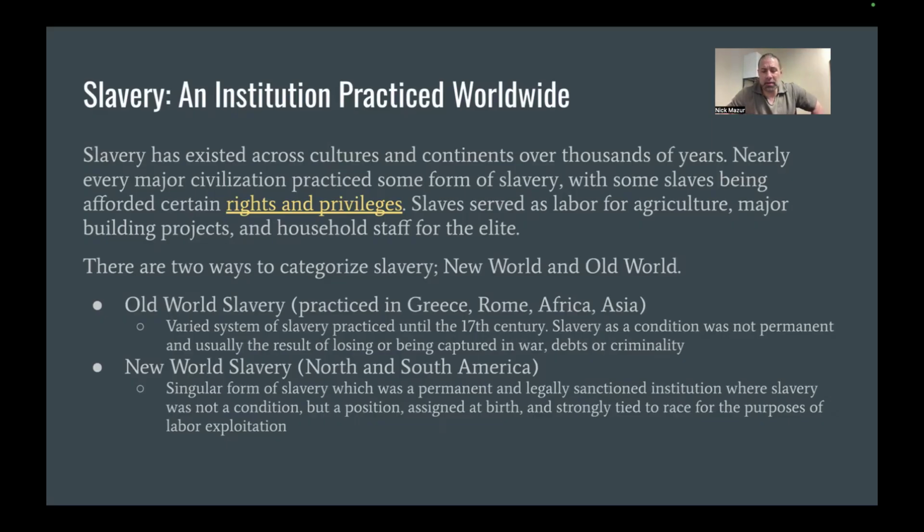The types of slavery that happened prior to that, which developed in North and South America, had varying characteristics, and we call that Old World slavery. This is the type of slavery that is associated with countries like Greece, Italy, the Empire of Rome in particular, or on the continents of Africa or Asia. And this is a type of slavery that was practiced roughly until about the 17th century.